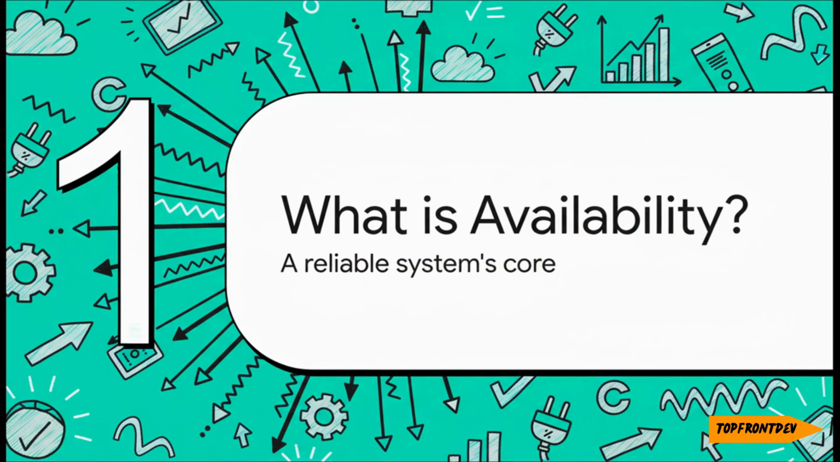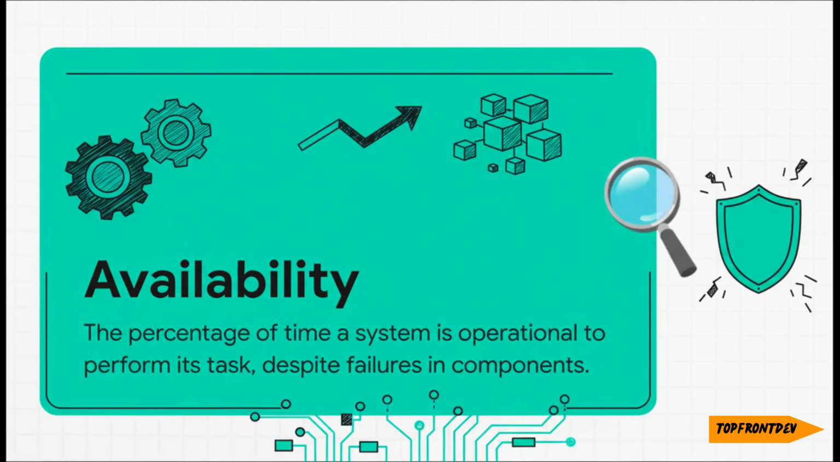Okay, first things first. When we say a system is available, what are we really talking about? So, at its simplest, it's just a percentage. How much of the time is your system actually up and working? But you gotta pay attention to that last part of the definition: despite failures within its components. That is everything. See, this isn't about hoping things don't break. It's about designing a system that expects things to break and just keeps on chugging along anyway.